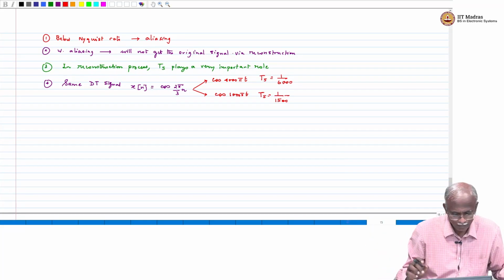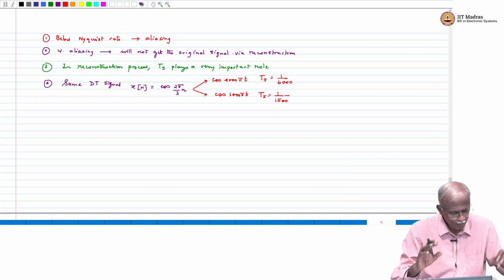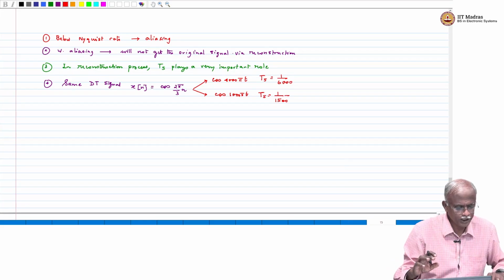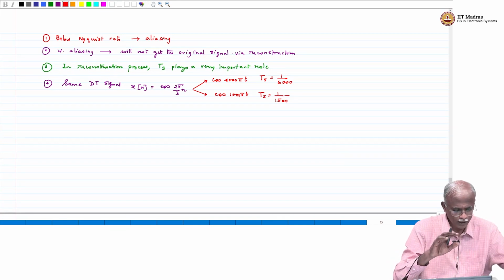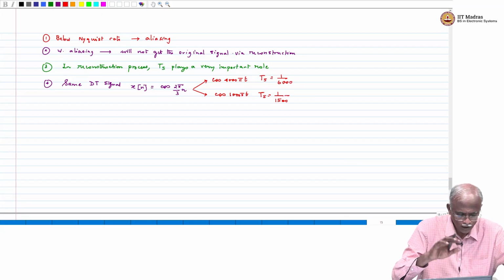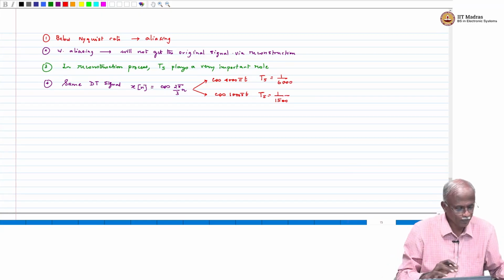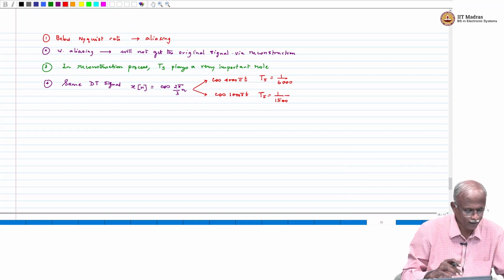Again, we want to keep that in mind and keep all of these concepts in a way that you can use them to quickly visualize what is happening in the process of sampling.